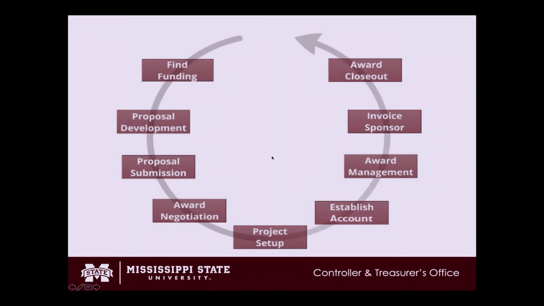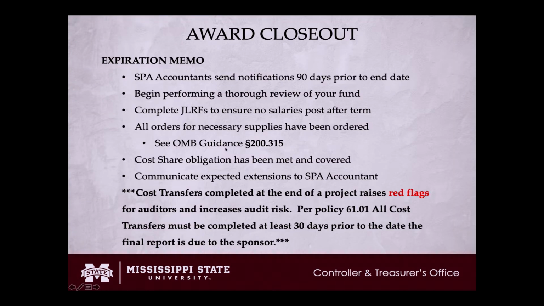And then on to award closeout. So expiration memo is a memo that our sponsored programs accountants send each month. These are notifications that your fund is about to expire within the next 90 days. So this is just a simple, friendly reminder that prompts you to begin performing a thorough review of that fund, complete any JLRFs to ensure no salaries are posted after term. You also want to look and make sure that the aggregate value of your inventory supply is not over a certain threshold that has been set by OMB.